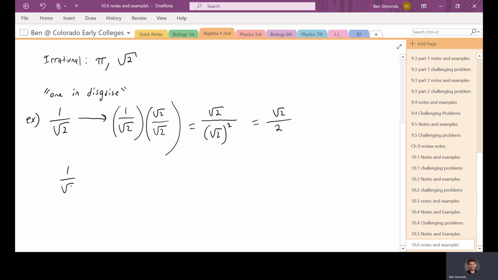So 1 divided by the square root of 2 is the same thing as the square root of 2 divided by 2. And now we have a whole number in the denominator there. So we have rationalized the denominator. We started with an irrational number, the square root of 2, and by multiplying by this 1 in disguise, the square root of 2 divided by the square root of 2, we have kind of tricked the denominator into being a whole number, in this case 2. So we've rationalized that denominator.